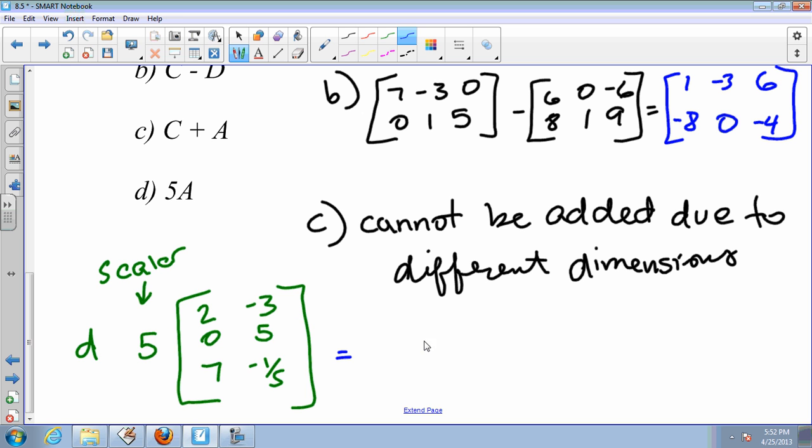So we get 5 times 2, 10. 5 times negative 3 is negative 15. 0 times 5 is 0. 5 times 5 is 25. 5 times 7 is 35. That should be a 0. And 5 times negative 1/2 is negative 5/2.